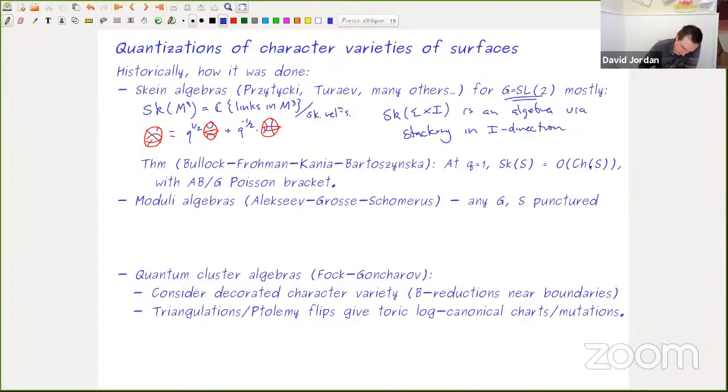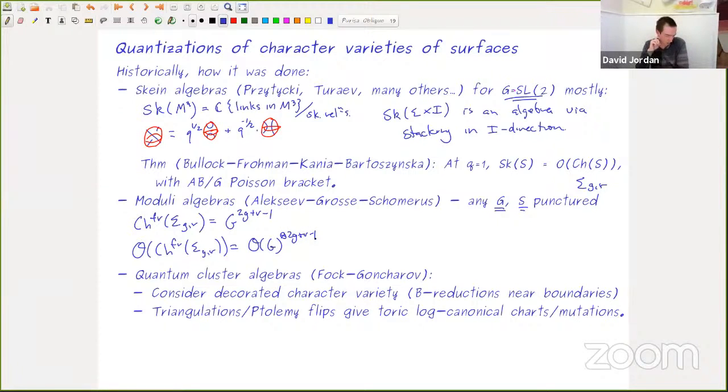So around the same time, a few years later, Alekseev, Grosse, and Schomerus gave a more algebraic quantization. So this works for any G, but it requires that you have a punctured surface. So I'll denote it by sigma g,r, genus g and r punctures. And so if you think about it for a moment, as soon as you have at least one puncture, then the pi 1 is just a free group. And so this is just a bunch of copies of the group G. And so then the algebra of functions on the framed character variety is just a big tensor product of copies of the coordinate algebra of the group.